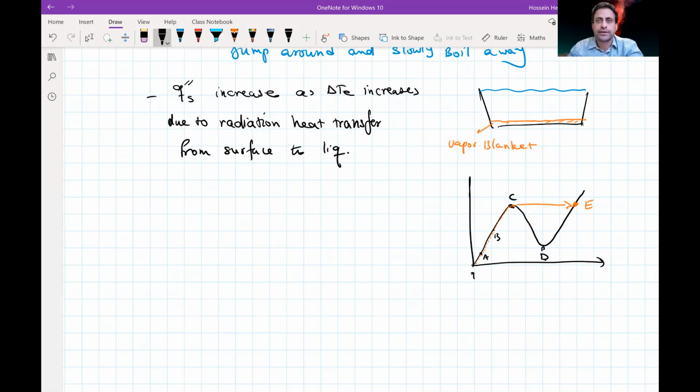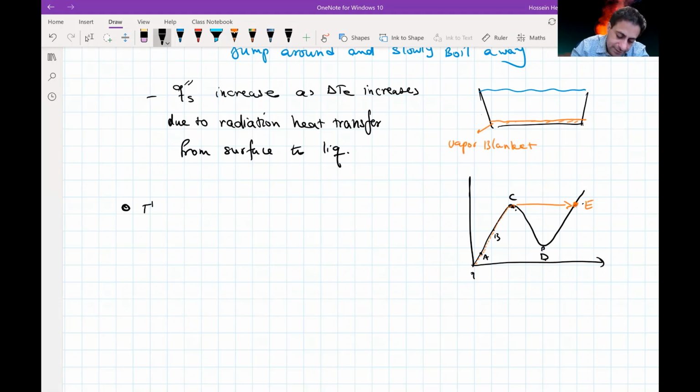But that's another topic. Now, when we are increasing the heater power beyond point C, the liquid cannot receive this increased energy. When we reach point C, we are at the maximum heat transfer to the liquid. The liquid cannot get that energy, and this energy is absorbed by the solid surface, and that's why we see the jump in the solid surface temperature from point C to point E.